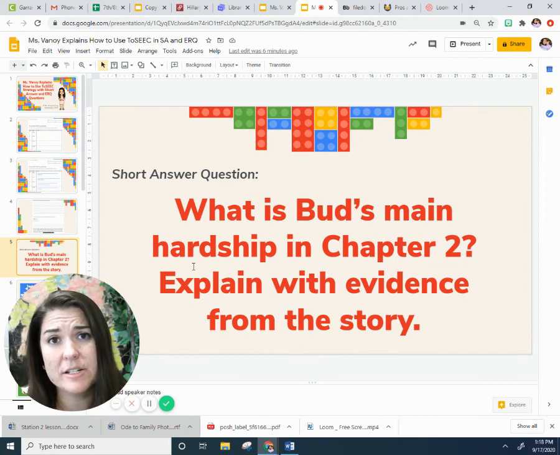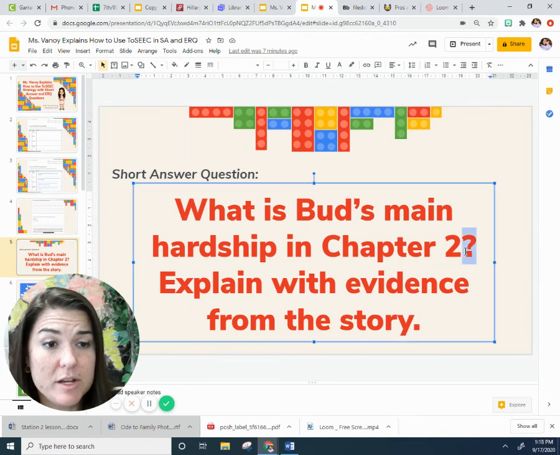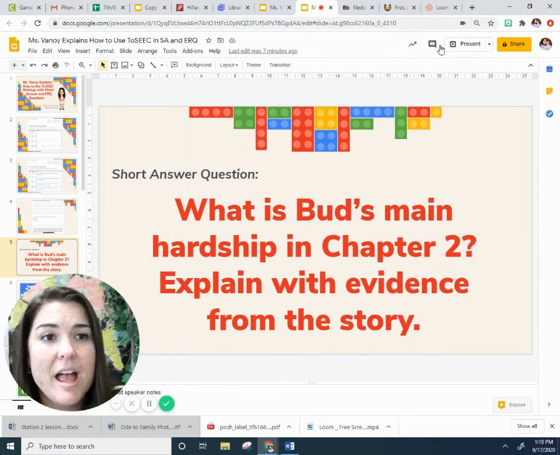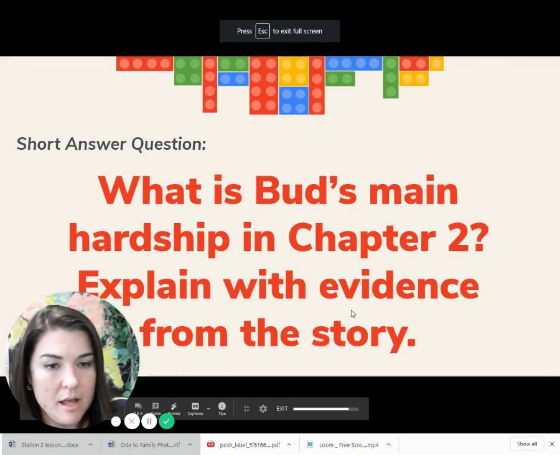So here's the practice short answer that I'm going to go over with you. It's, what is Bud's main hardship in chapter 2? Explain with evidence from the story. So I know from this question right away, it tells me what the question is because I see the question mark right there. But I also know I've got to find evidence from the story.